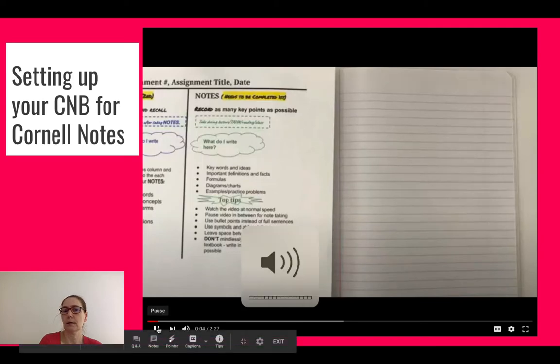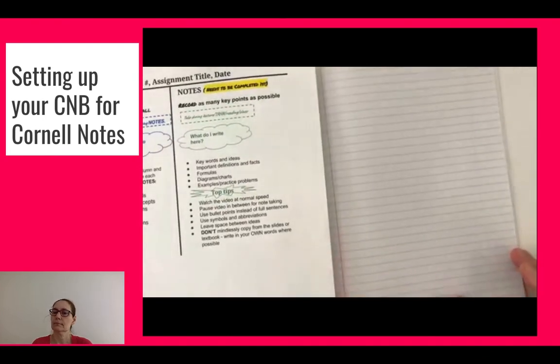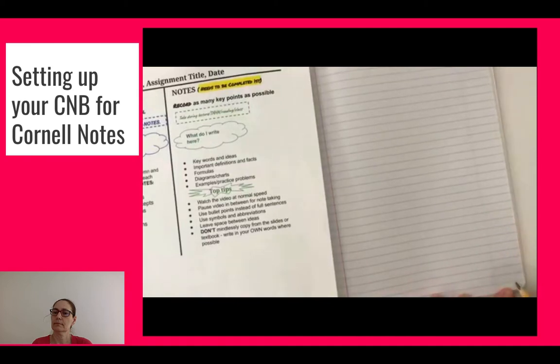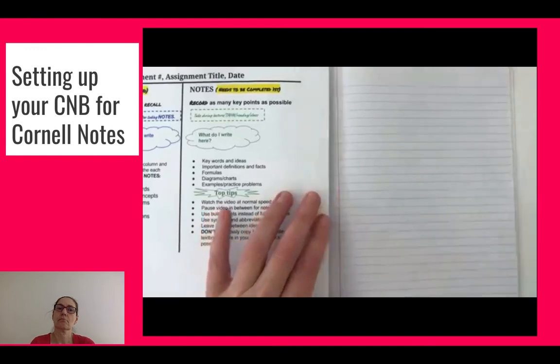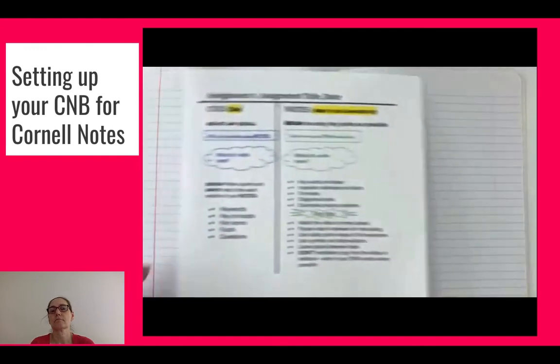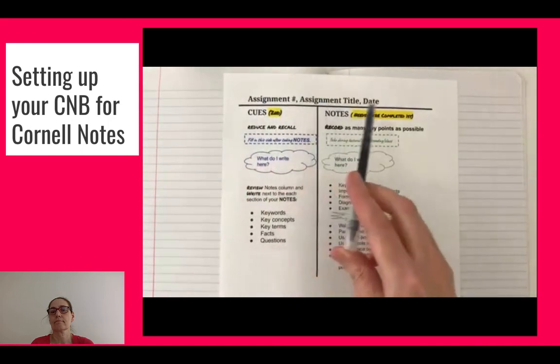How to set up your composition notebook in order to take good Cornell notes. Okay, so first thing you're going to do is number your page. In here, I'm on page 5, so at the bottom right, or on the out-facing side of the page, you're going to put your number at the bottom. Okay, very good. And I usually do that ahead of time when I'm setting up my composition notebook. Okay, so I printed out a copy. You should also have one, how to set up Cornell notes. So we need to have the assignment number, assignment title, and date on the top.